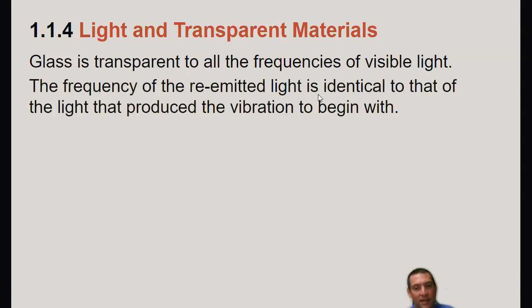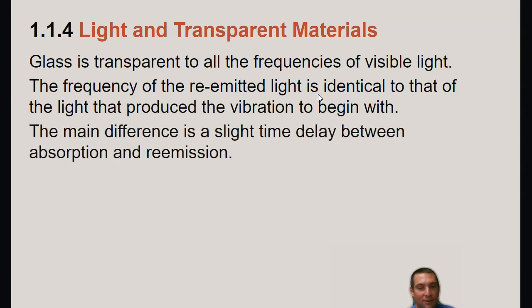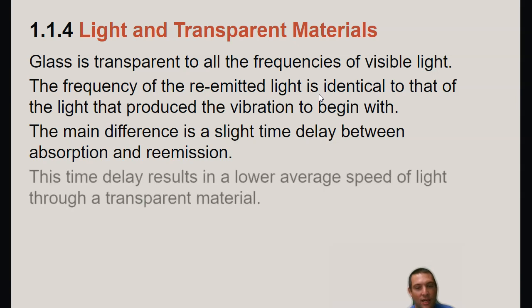The frequency of the re-emitted light is identical to that of the light that produced the vibration to begin with. The main difference is a slight time delay between absorption and re-emission. This time delay results in a lower average speed of light through a transparent material. So we've talked about the speed of light being constant in a vacuum where there's no air. But when light hits a transparent material and goes through it, the speed of that light starts to slow down.